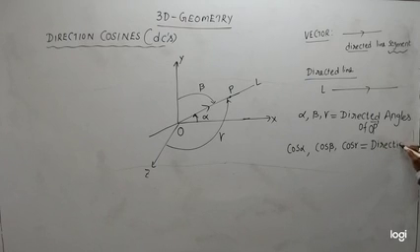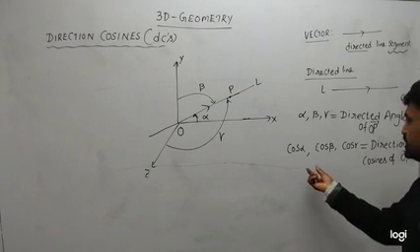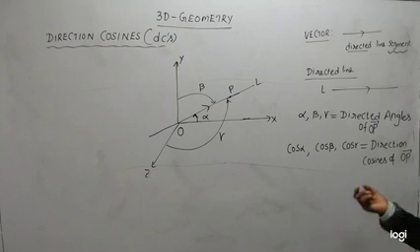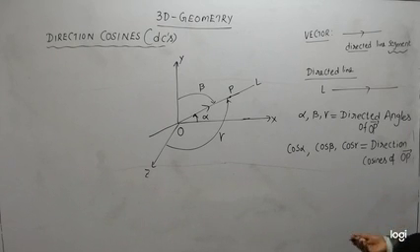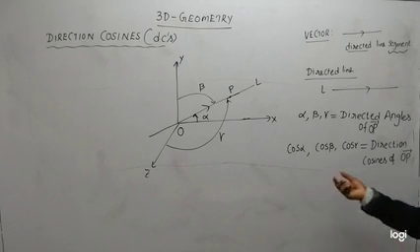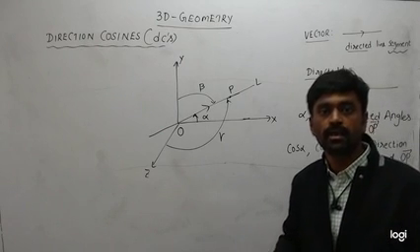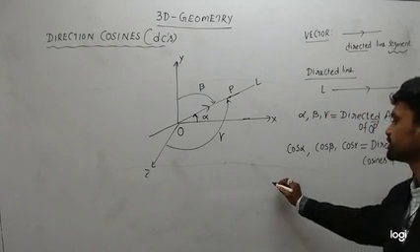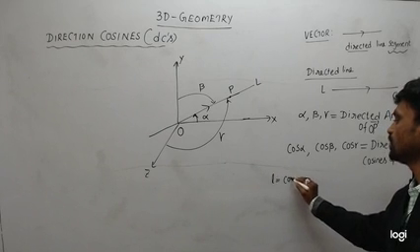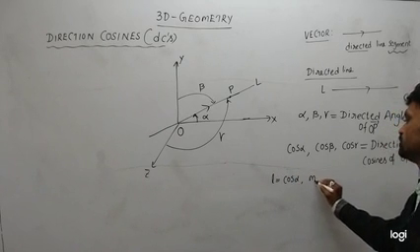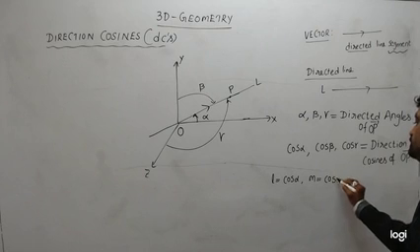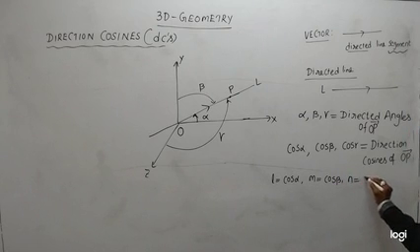Direction cosines of OP. Usually these direction cosines of a line OP, the directed line particularly here, are denoted by small letters L, M, N. So thus L is equal to cos alpha, M is equal to cos beta, N is equal to cos gamma.